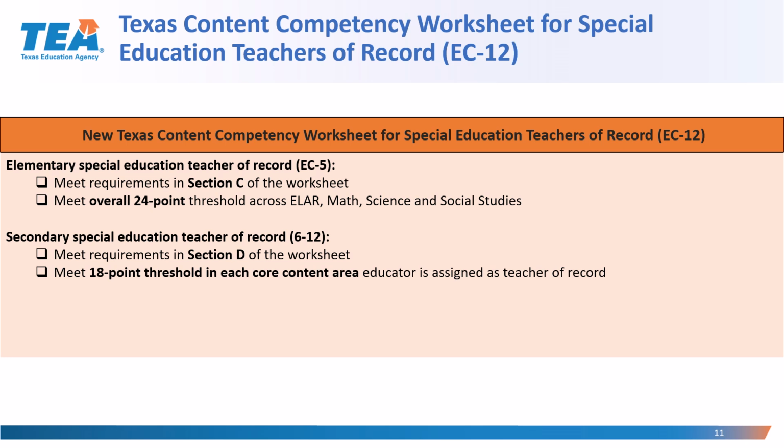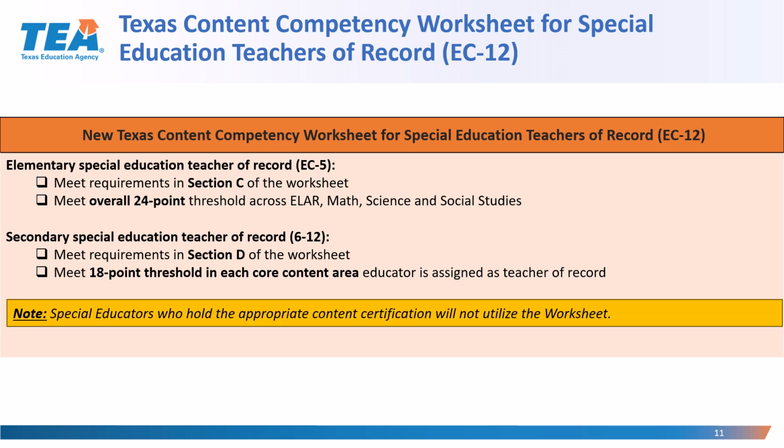For elementary special education teachers of record, those serving in classrooms grades EC through 5, teachers need to meet requirements in Section C of the worksheet by meeting an overall 24-point threshold across ELAR, math, science, and social studies. Secondary special education teachers of record, those serving in classrooms grades 6 through 12, must meet requirements in Section D of the worksheet by meeting an 18-point threshold in each core content area the educator is assigned as a teacher of record. As a note, special education teachers of record who hold the appropriate content certification will not utilize the worksheet.